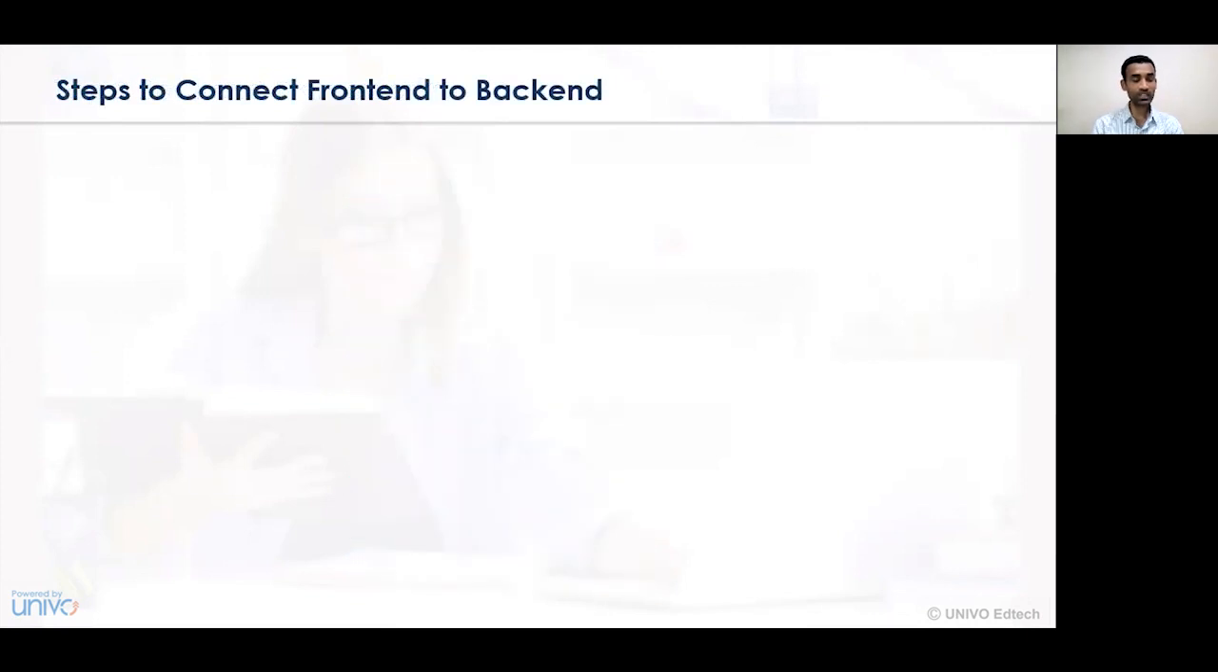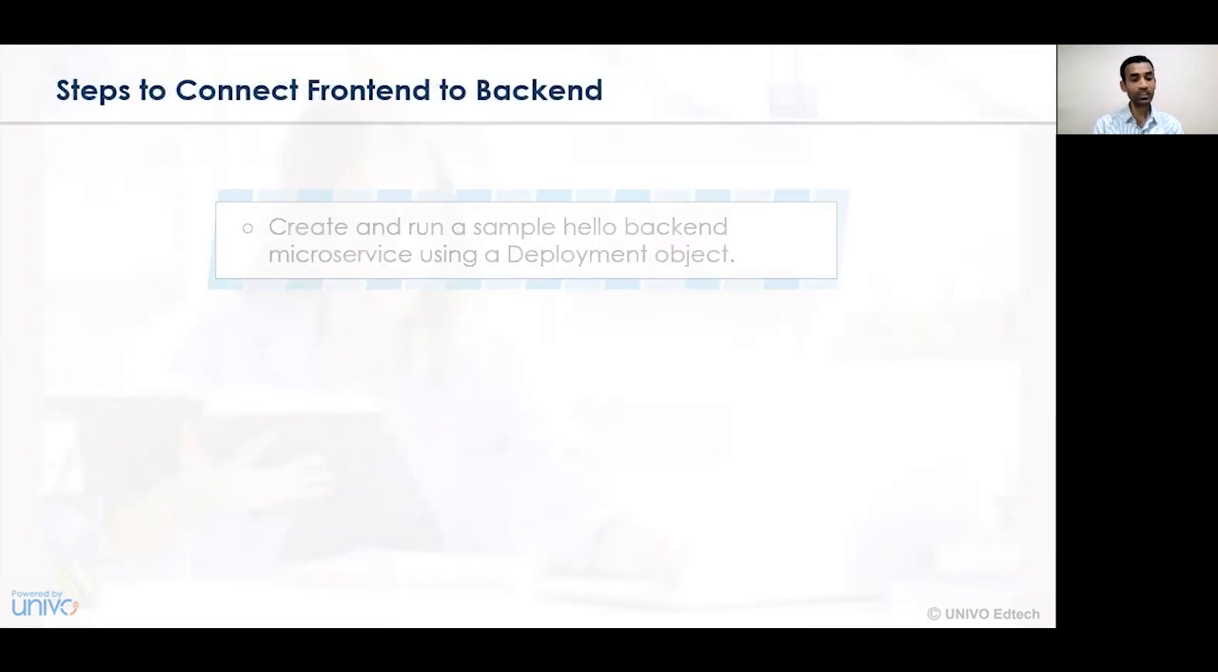Now let's understand the various steps to connect the front end to the backend. Number 1 is creating and running a sample hello backend microserver using a deployment object. In order to connect the activity of the front end to the backend, a server can be established, and the microserver can connect the activities at the front end level as well as the backend level. If we need to deploy a certain object, where a connection or delivery is required, then a call center can be established, and those activities can be communicated and coordinated between the different people.